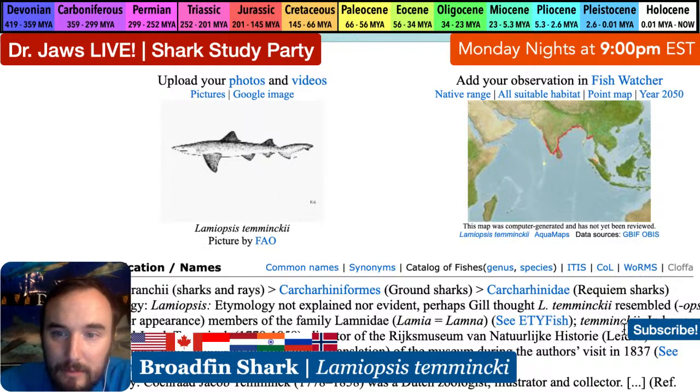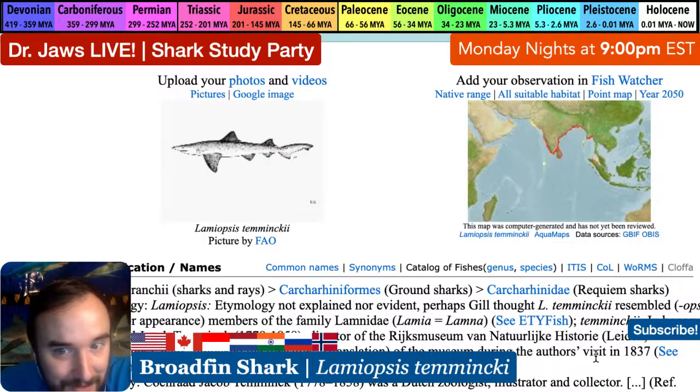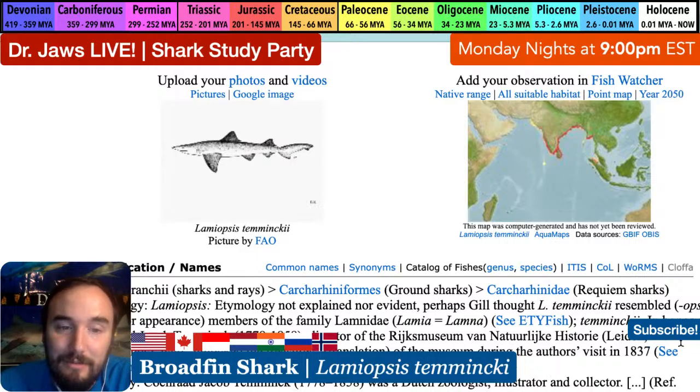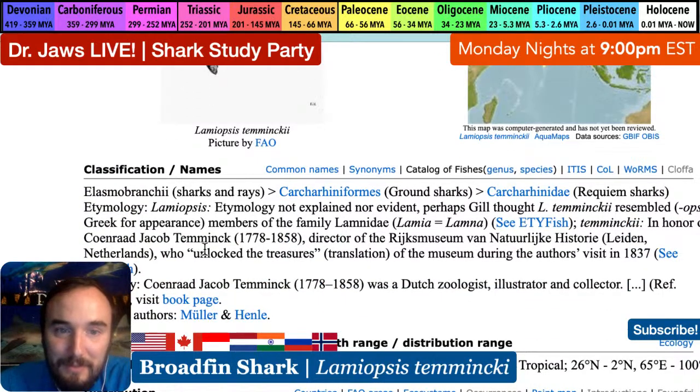So the species name temmincki is in honor of Conrad Jacob Temminck, director of the Rijksmuseum van Natuurlijke Historie in the Netherlands, who unlocked the treasures of the museum during the author's visit in 1837. That's actually really cool. This is really fun to see a quote from the 1800s. A lot of shark research from this time period has that more flowery language that I really like. It's a little bit more poetic in terms of how they describe things.